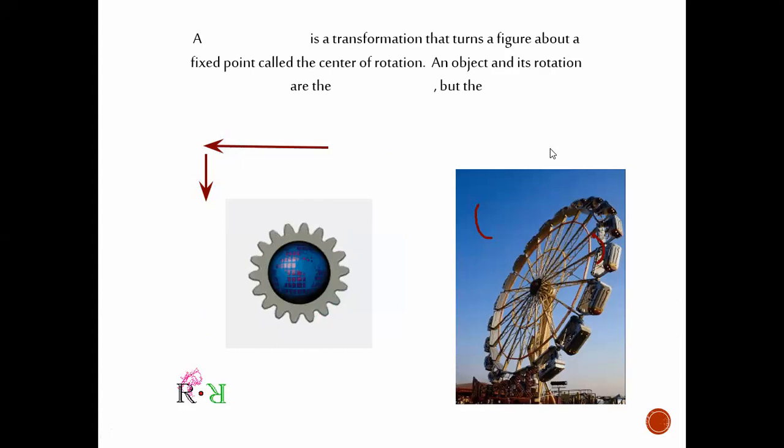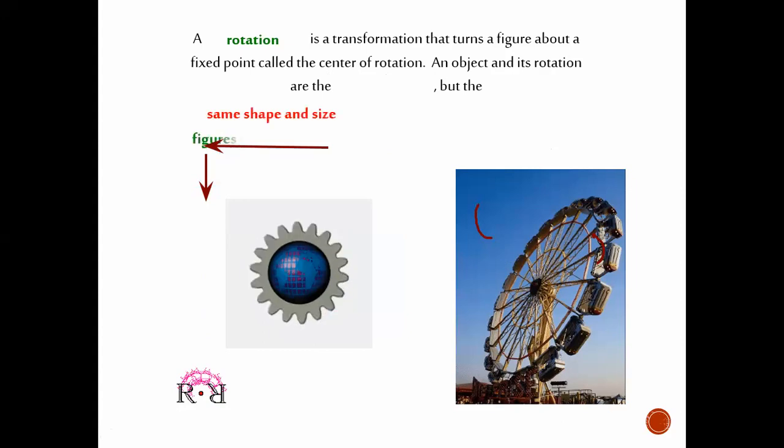Okay, so we will move to the next part of the transformation, which is a rotation. A rotation is a transformation that turns a figure about a fixed point called the center of rotation. An object and its rotation are the same shape and size, but the figures may be turned in different directions. When it comes to rotations, there are two main directions that you have to know, which are the clockwise direction and the anti-clockwise direction.